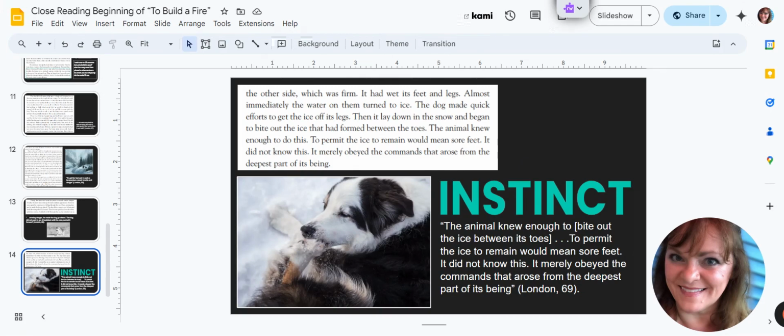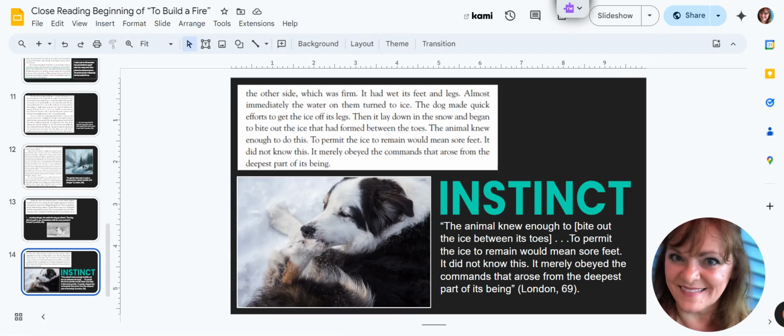Hello, instinct, right? A dog doesn't make a mental note of, oh, I know that if I don't remove this ice from between my feet, I will get sore feet. It doesn't think like a doctor, right? It thinks instinctually, it knows this.